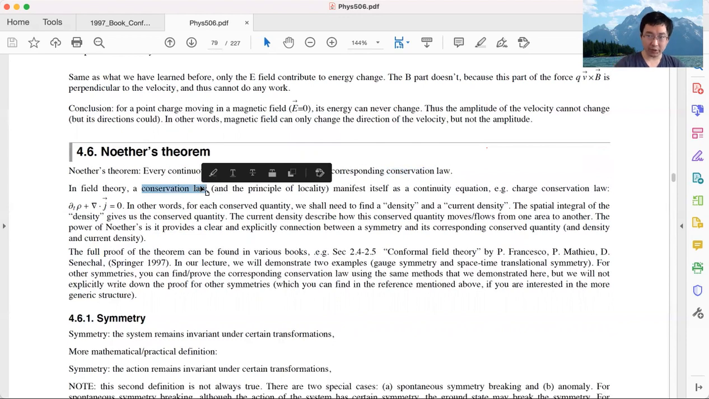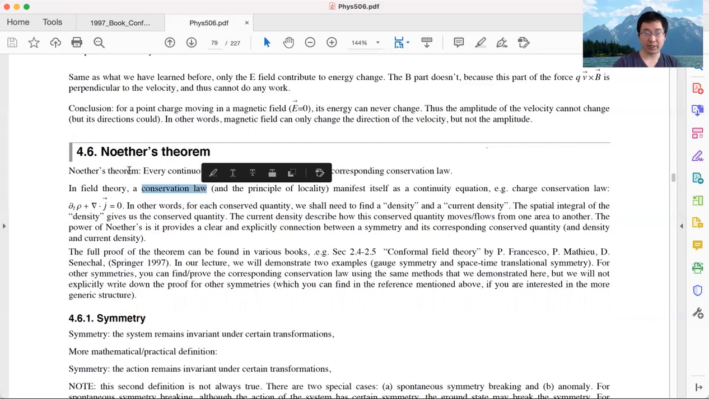As we learned in undergraduate courses, a conservation law means there is some quantity, and its value cannot change. For example, energy. We cannot create energy. We cannot destroy energy. We can only move energy from one region to another region, or transform energy from one form to another form, but the total amount of energy cannot change. That is a conservation law.